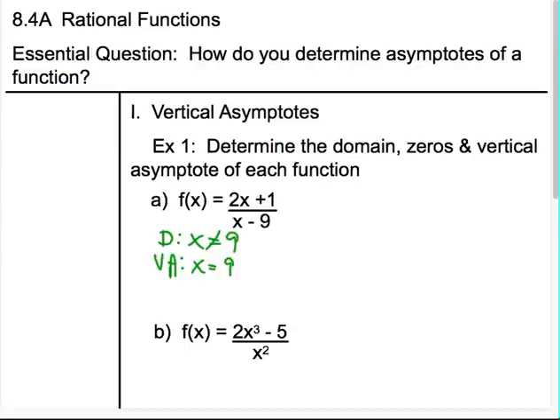And then the zeros of the function occur when the numerator is 0. So we set the numerator equal to 0. Let me label my work here. So the numerator equal to 0, subtract 1, divide by 2. And that's where our graph crosses the x-axis. Those are the zeros. So this is, again, putting some information together for if we were going to sketch these.